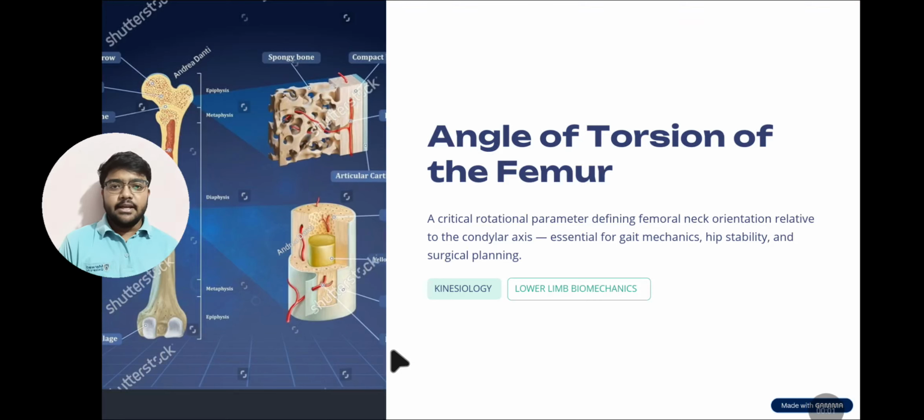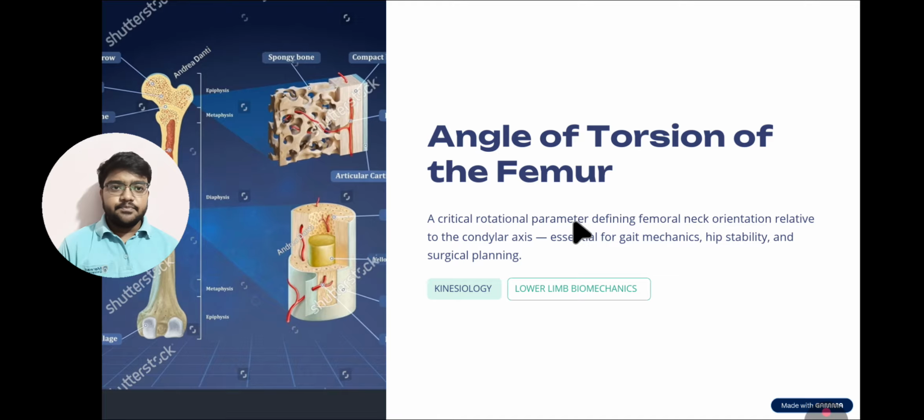Explain about the angle of the femur. A critical rotation parameter defines the femoral neck rotation relative to the condylar axis, essential for gait mechanics, hip stability, and surgical planning. So, in that we have to see how the angle of torsion affects the femur.